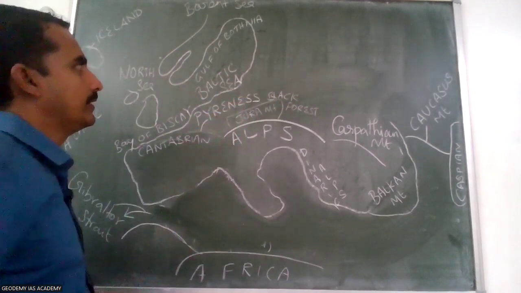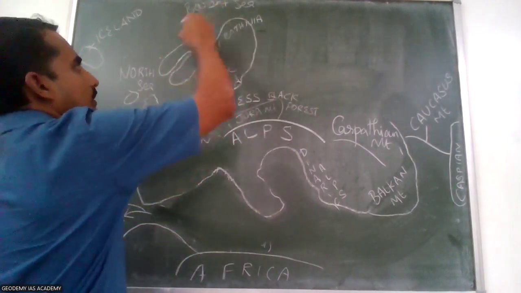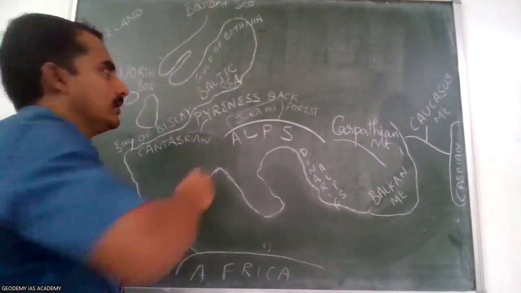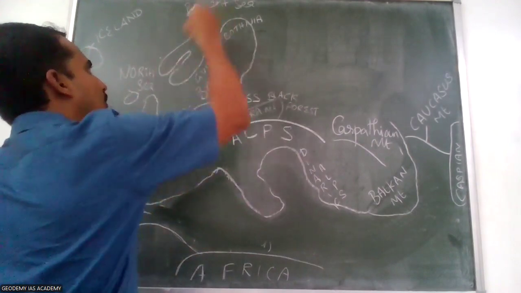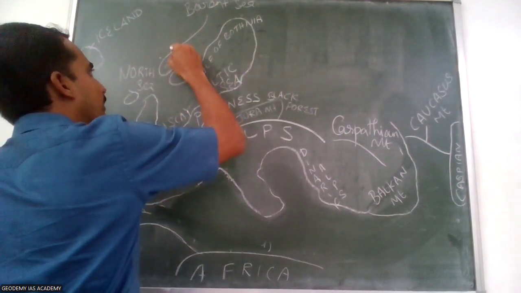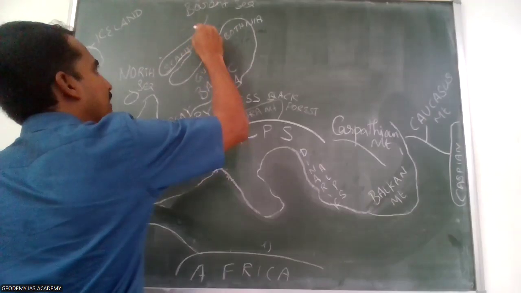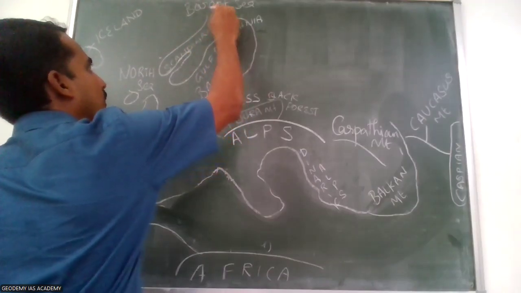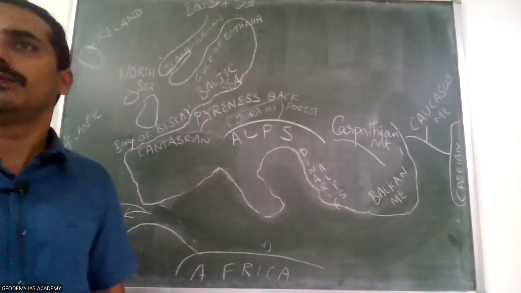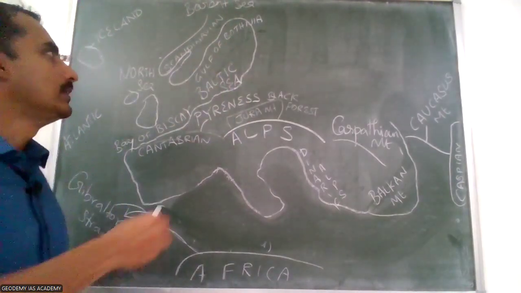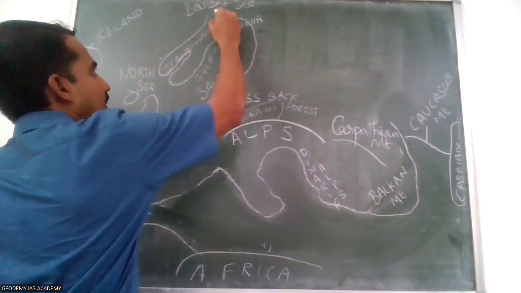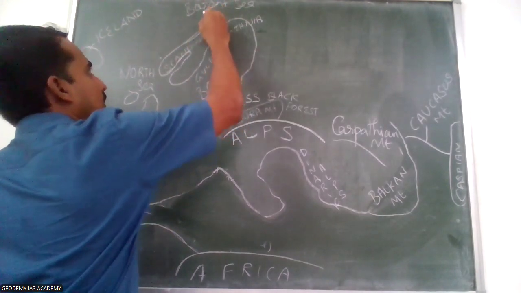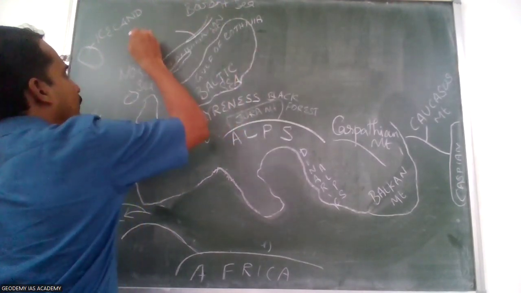And here in the Norway region, the entire mountain range is called the Scandinavian Mountain. It is named after the people, the Scandinavian people. Here, one range is called the Jolan Mountain.